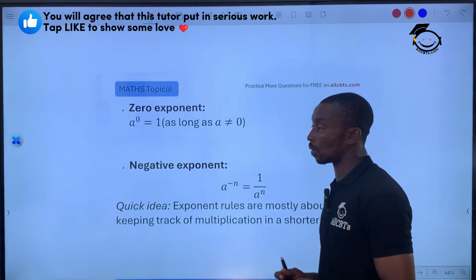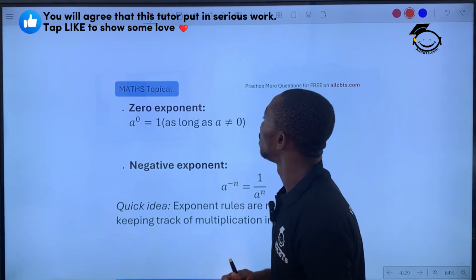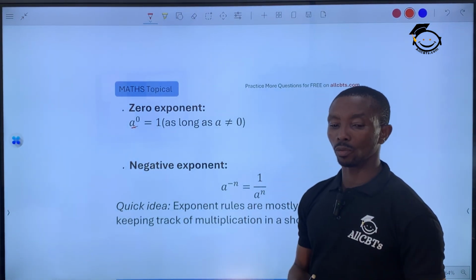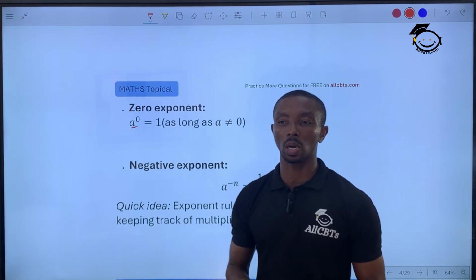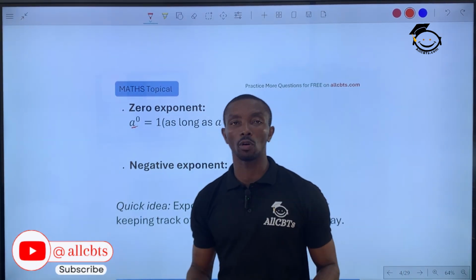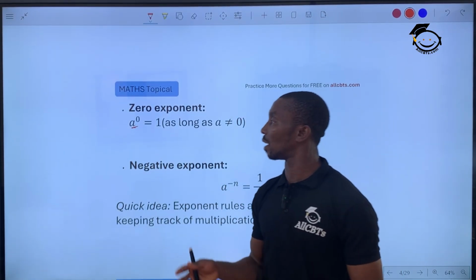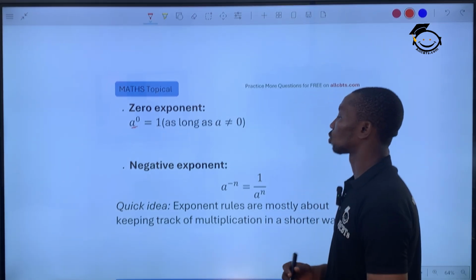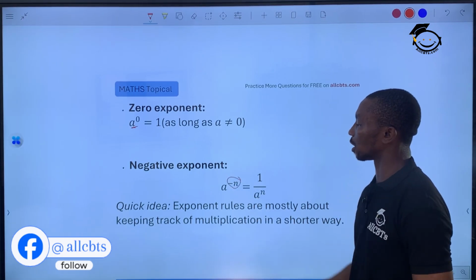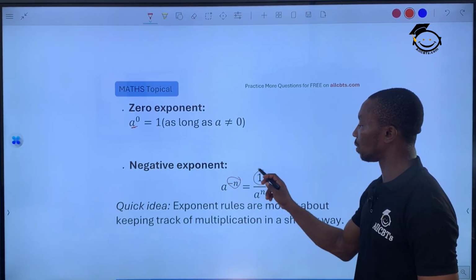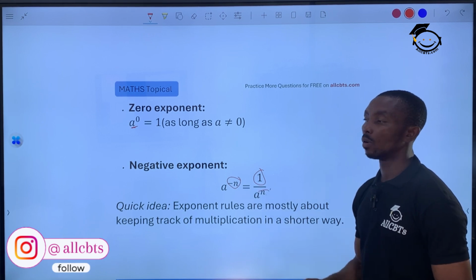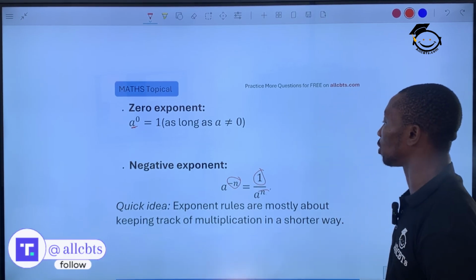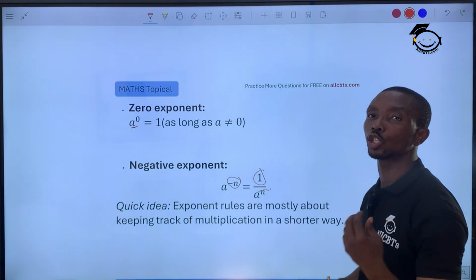Now, the zero exponent. As long as our base is not 0, anything raised to the power of 0 gives us 1. Any number, any figure, any alphabet raised to the power of 0 gives us 1. Now, the negative exponent talks about when our exponent is negative, we introduce 1 divided by the positive of our exponent.